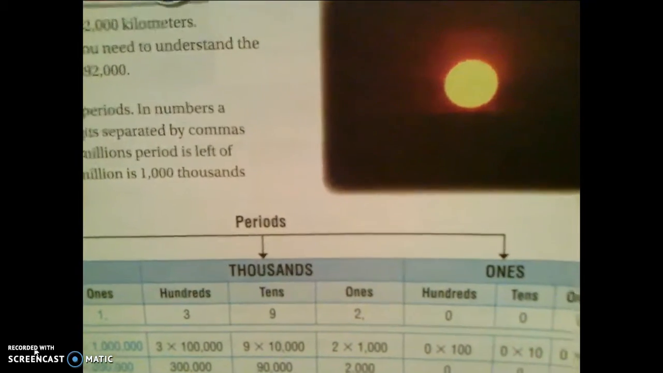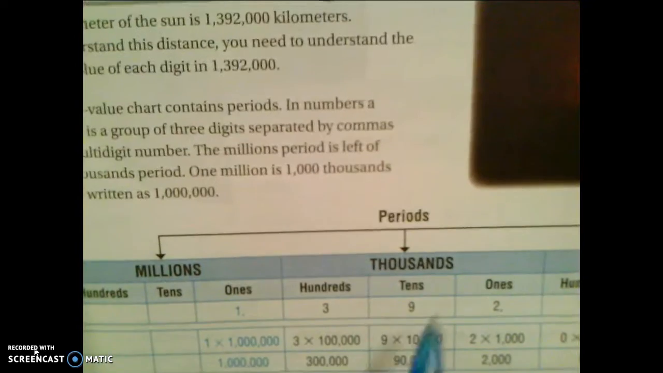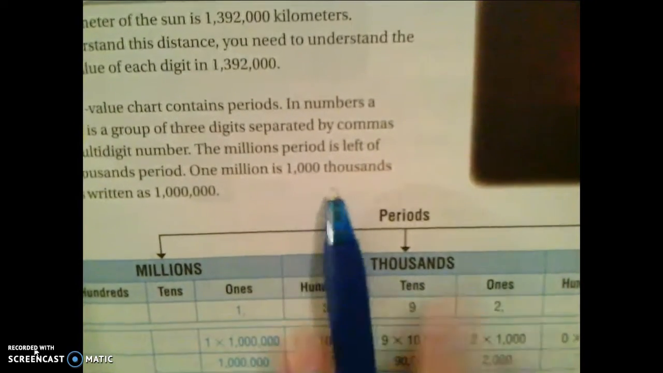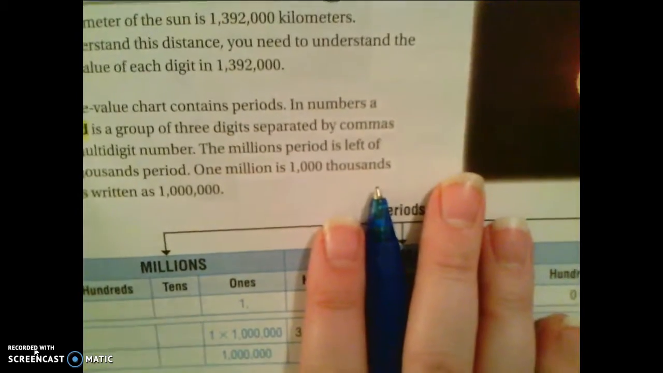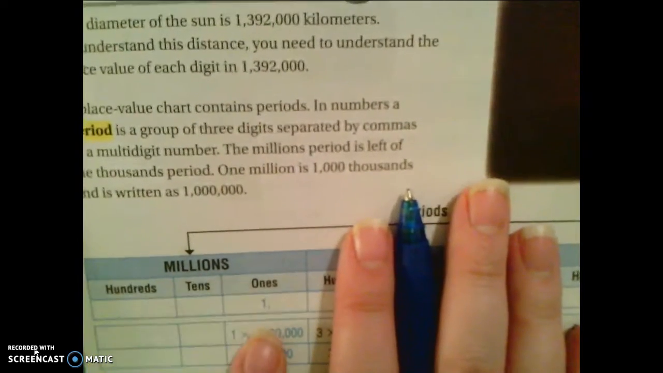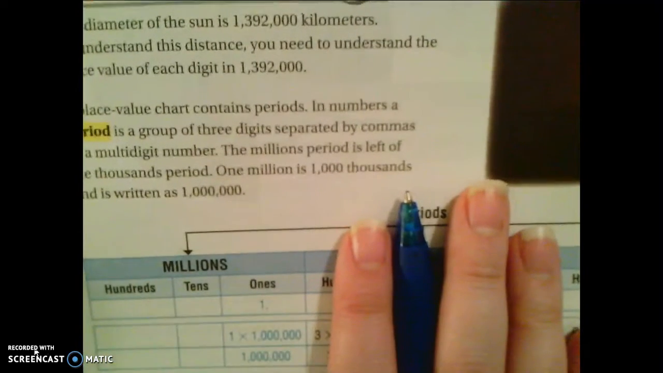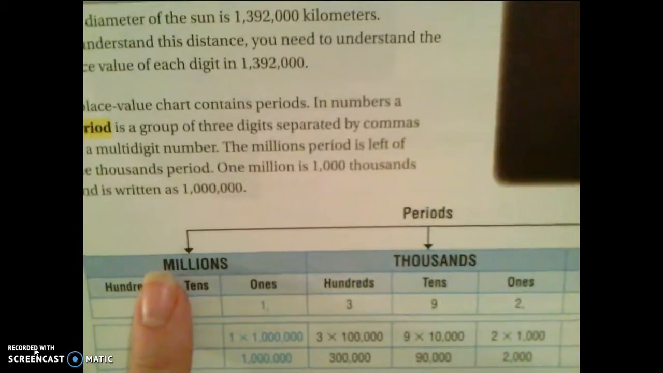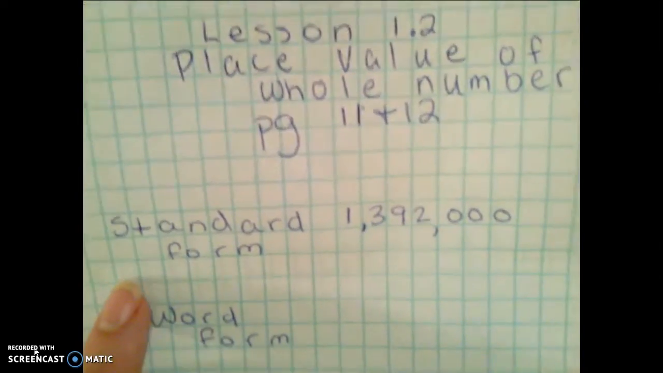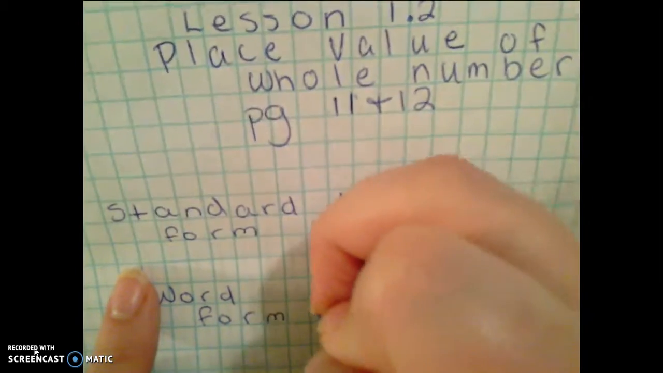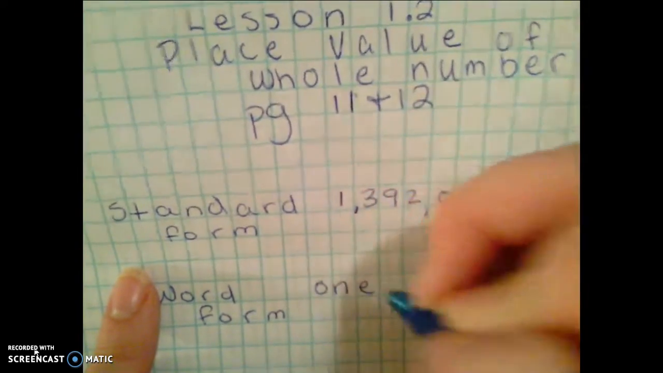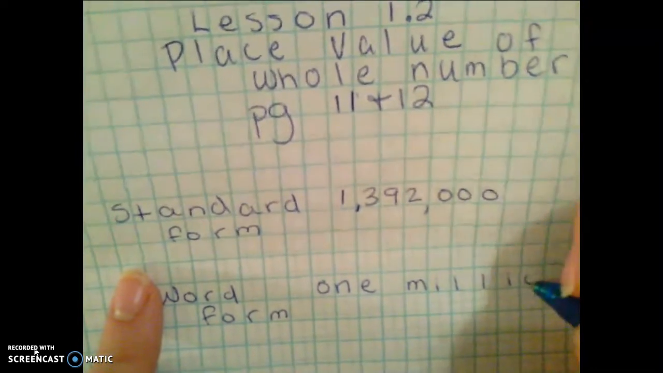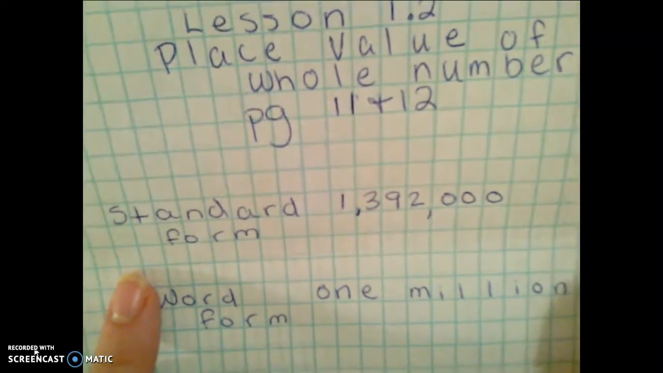And the way you do this is you start with your largest period, which in this case is the millions. And you pretend that the rest of the periods are no longer there. So we're just looking at the millions period. How many millions do we have? Well, we have 1 million. So we're going to write 1 million. And put our comma.